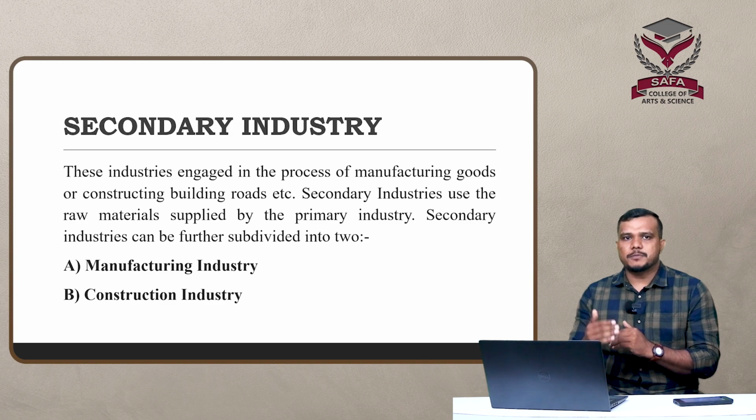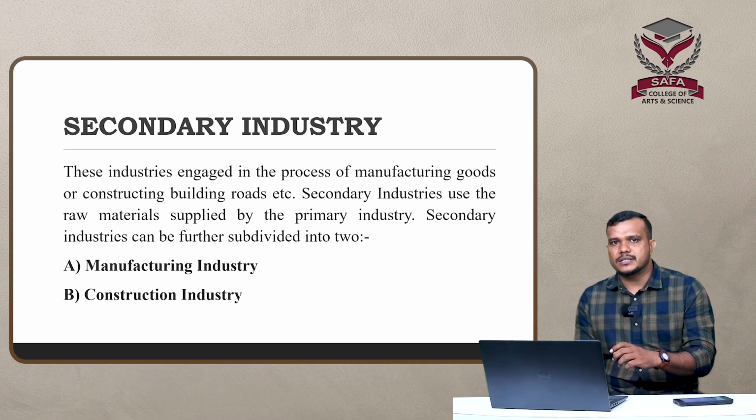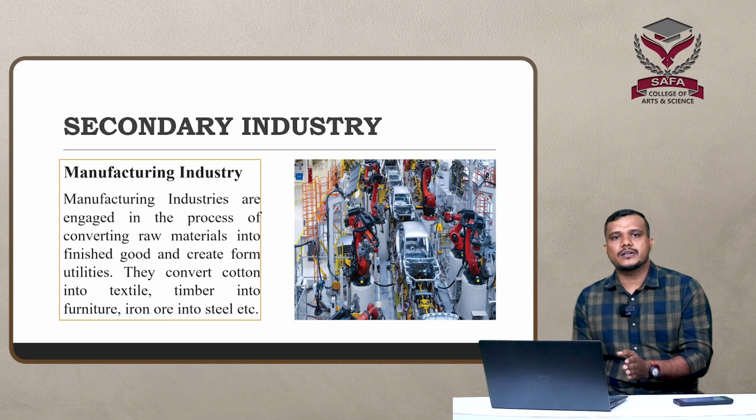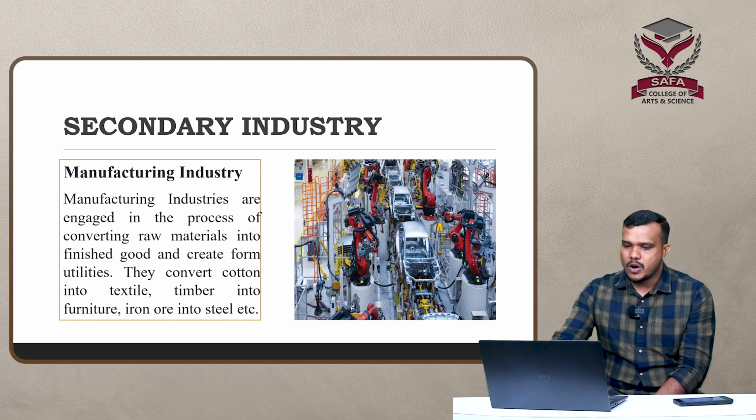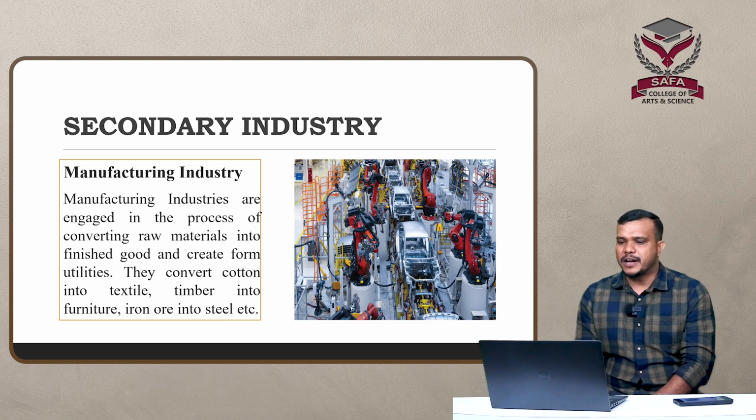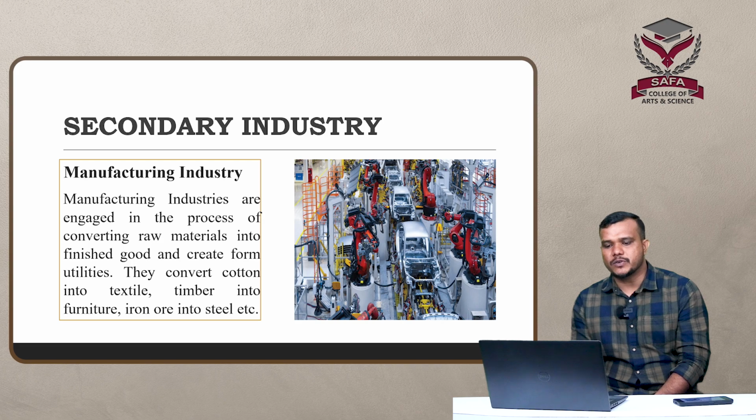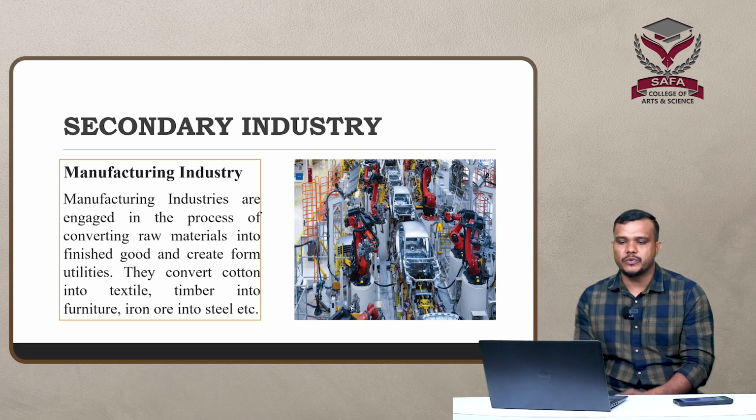As per the nature of these activities, secondary industry is also classified into two categories, manufacturing industry and construction industry. So what is manufacturing industry? Manufacturing industries are engaged in the process of converting raw materials into finished goods and creating form utilities.